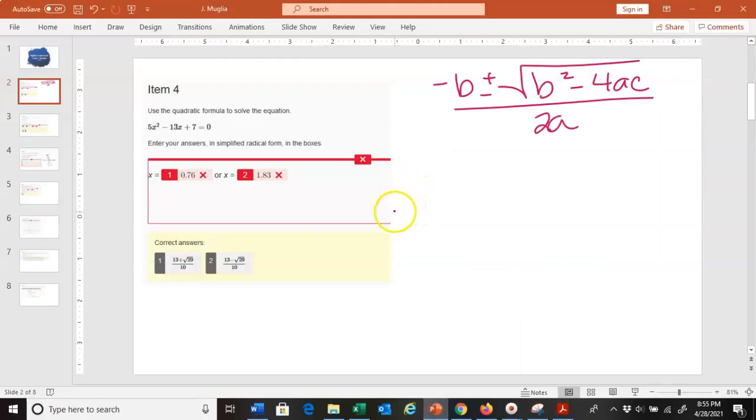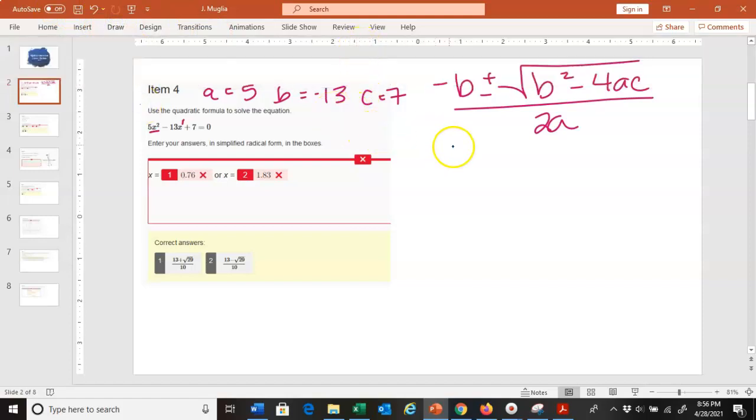The first step is to identify what is A, what is B, and what is C. As long as your equation is in standard form, you can just pull the numbers right off of it. Standard form is when the exponents are in decreasing order. So we have squared first, and then a 1, and then nothing. So this is in standard form. That means A is 5, the number right in front, B is negative 13, and C is 7.